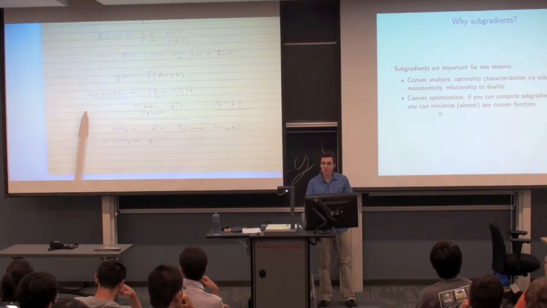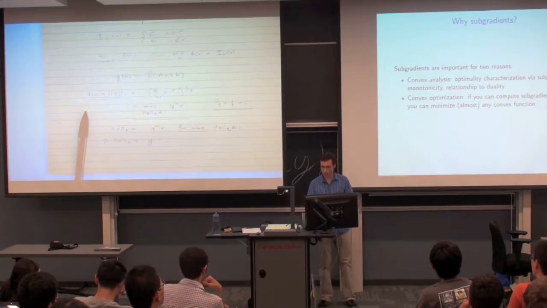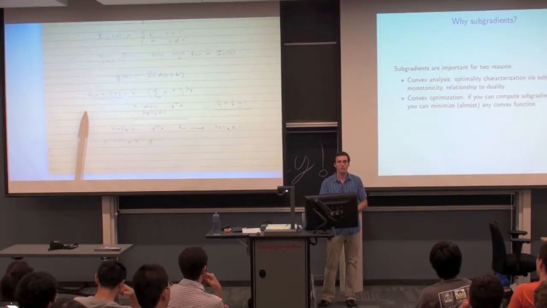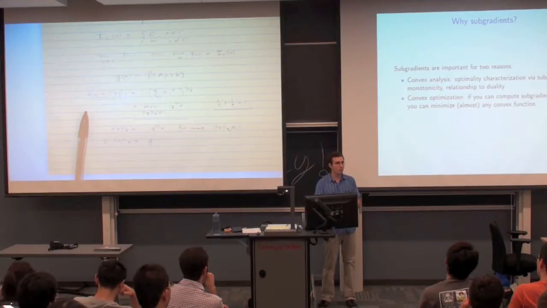There's also optimization. It's not only a mathematical tool, there's also an algorithmic advantage that we're going to see later on in this lecture. If you can compute a subgradient of a convex function, then you can minimize it. That's true for almost any convex function. We just have a couple restrictions on the convex function. But once we place those restrictions, it doesn't have to be differentiable. As long as we can compute its subgradients, or a subgradient, we can minimize it. That's pretty good.